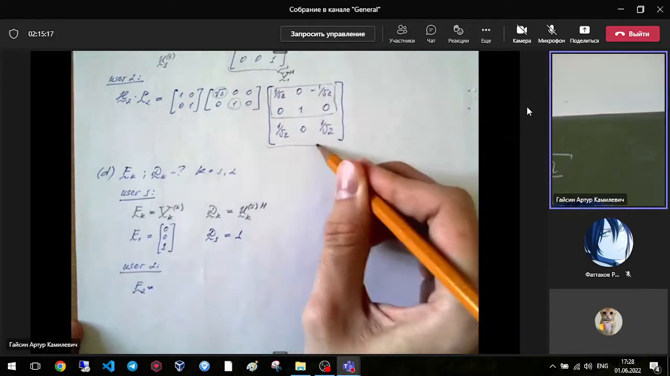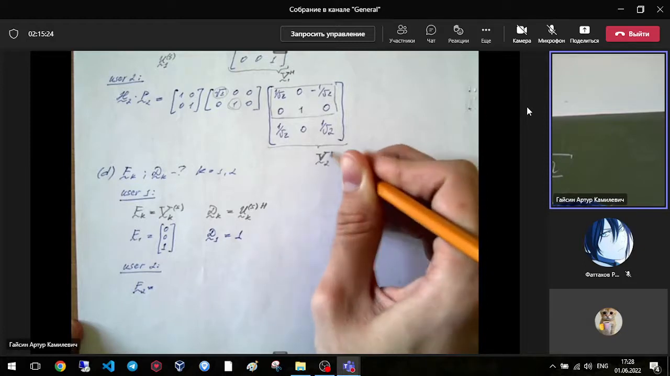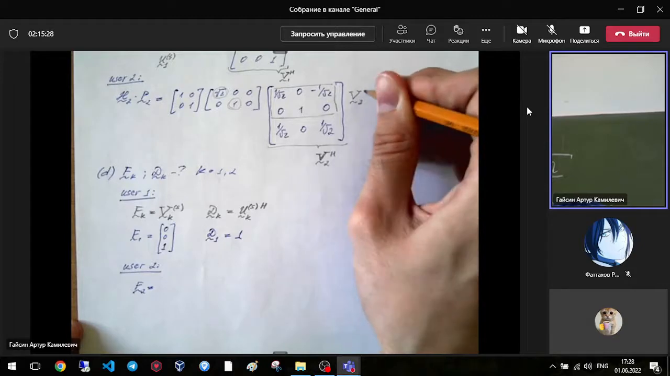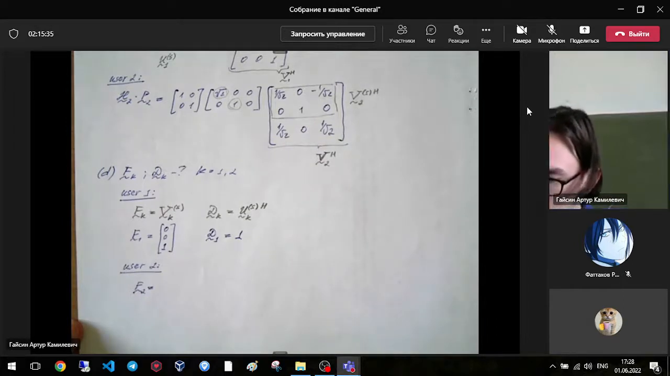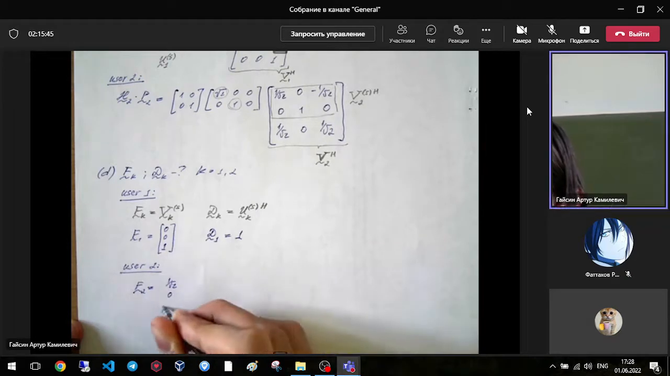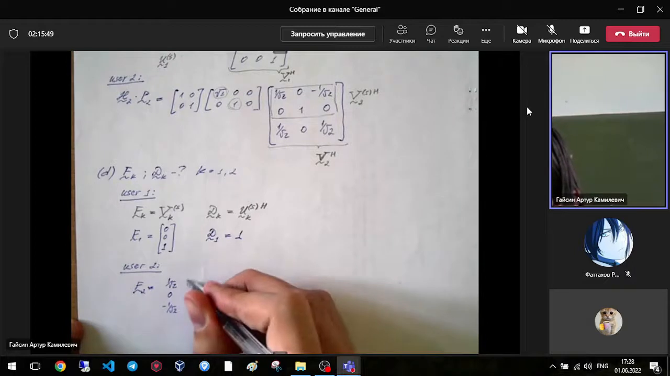Because this thing here is V2 Hermitian, and this part is V2 signal space Hermitian. So we need to write it without Hermitian. And the first column is 1 divided by square root of 2, 0, minus 1 divided by square root of 2. And the second column is 0, 1, 0.